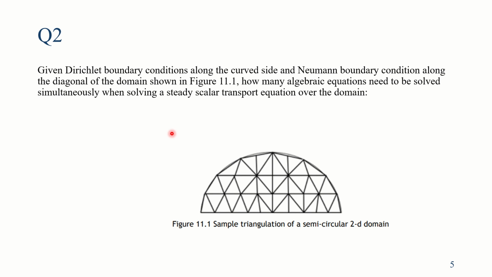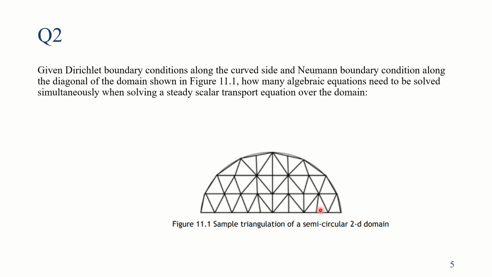We are given this particular geometry, and we are saying that along the curved side we are applying Dirichlet boundary condition. That is, we are applying the exact values all along the boundaries, and after that we are saying that Neumann boundary condition is applied along this particular diagonal, and we are asked to find out how many algebraic equations need to be solved.